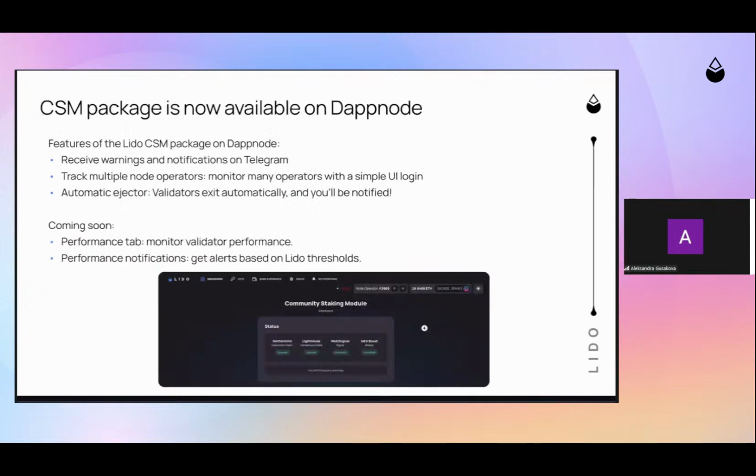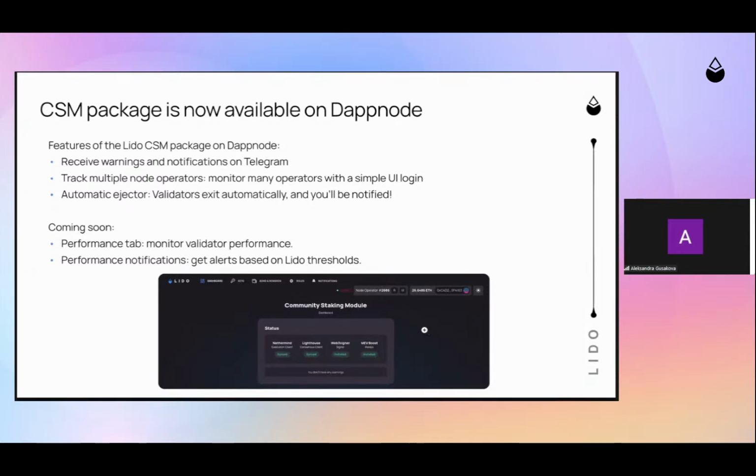And now we are moving to the community staking track. While Dima already covered the main piece of news about CSM, about the upcoming vote, I'll quickly go through what happens around it. In December, we had a big release of the CSM package on DAppNode. The main features of this package include notification mechanisms, automatic ejector, and an extended UI that, on top of all the existing features that we already have in CSM UI, can show you even more information.